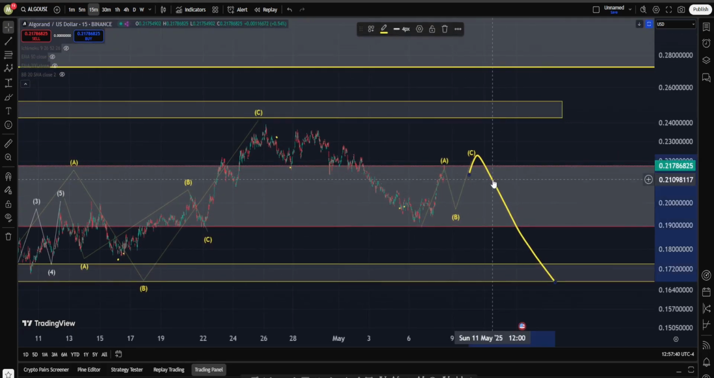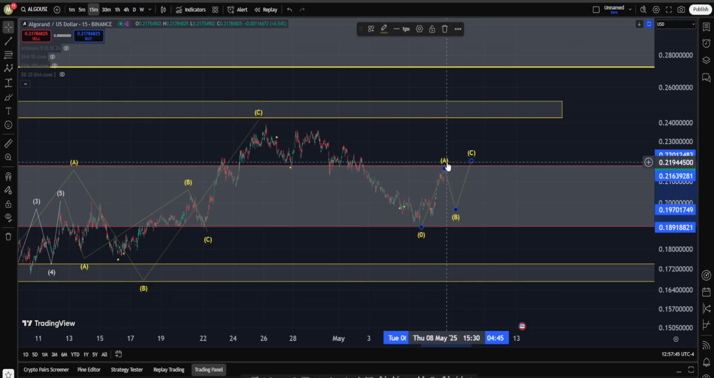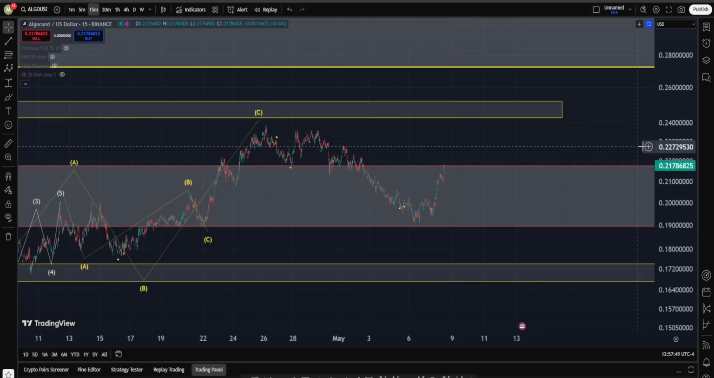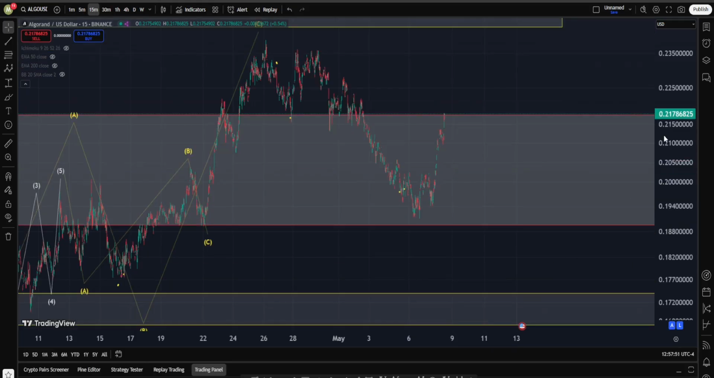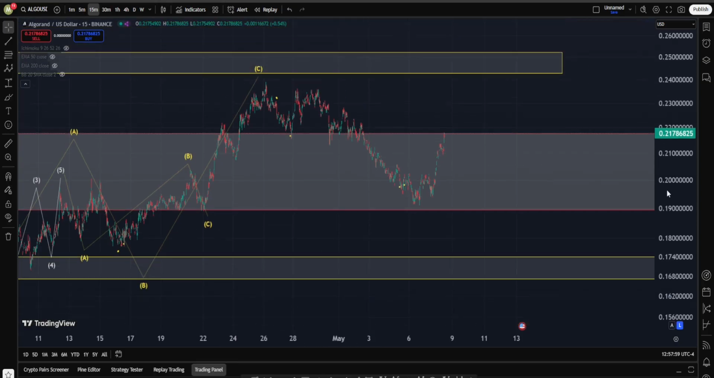So again, I want to be very clear, this scenario right now at least is not going to be my primary case. In the interest of being objective, I'm just trying to show you a bullish and also a bearish possibility at the same time. Now let's talk about the third possibility, and that is going to be the really bullish one.